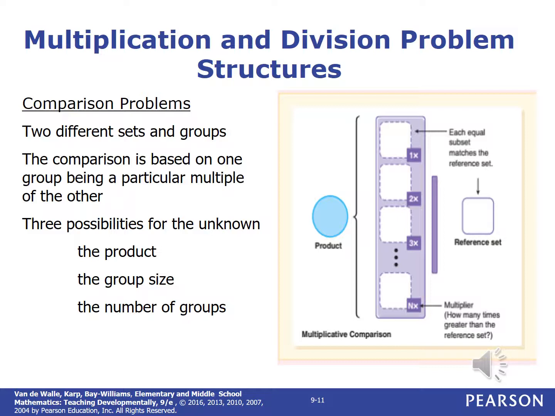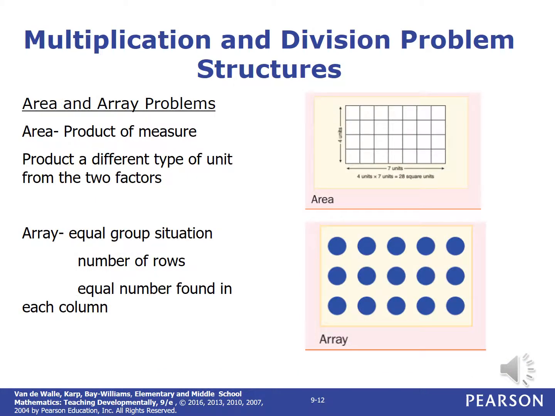Lastly, it could be the number of groups that is unknown, and here would be a problem that is phrased with an unknown number of groups. Mark picked 15 apples. Jill only picked 5. How many times as many apples did Mark pick? And students would know division is the key, and they would do 15 divided by 5 to receive an answer of 3. The last two multiplicative structures are area and array problems.